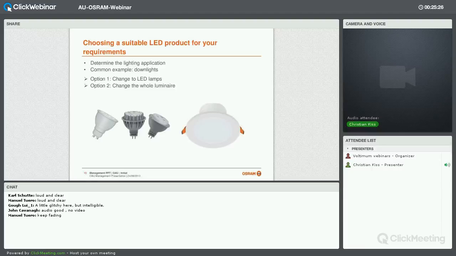So if you've got some downlights, your options are either to change to LED lamps without having to change your fittings, or change the whole luminaire to a complete integrated fitting with either an integrated driver or a driver that sits remote.